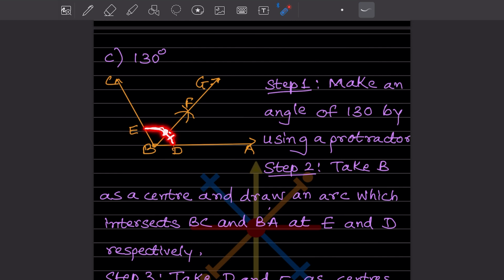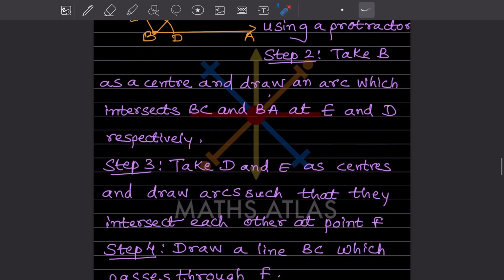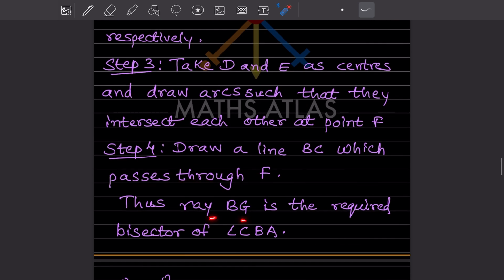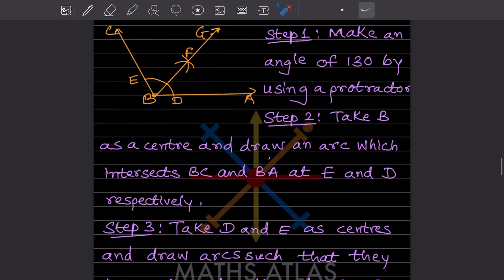So we'll take the compass and keep it on this E, and you are going to draw the first arc. Then the same distance whatever you took from E, you will keep your compass over here and draw an arc over here, and then draw a line over here. So that is the bisector. So now draw a line BC which passes through F. Thus ray BG is the required bisector, this will be the half.